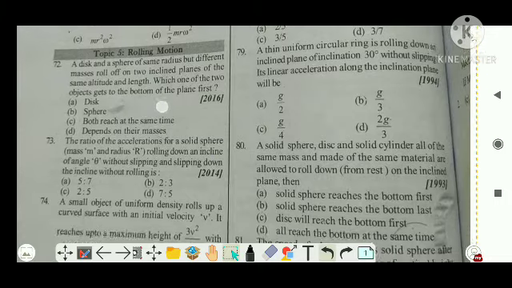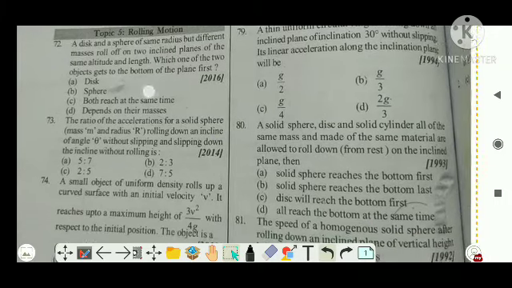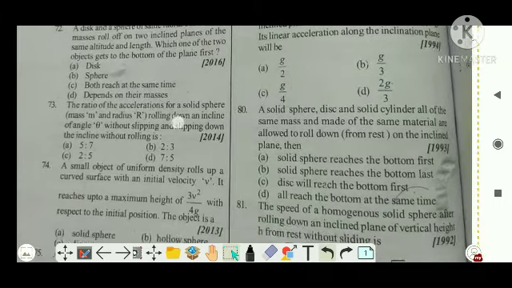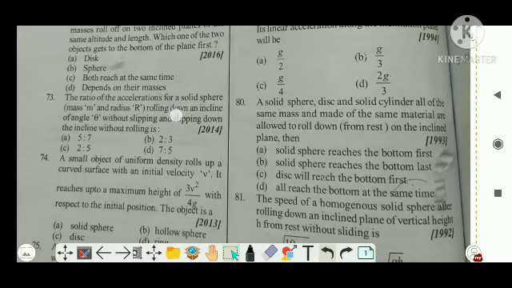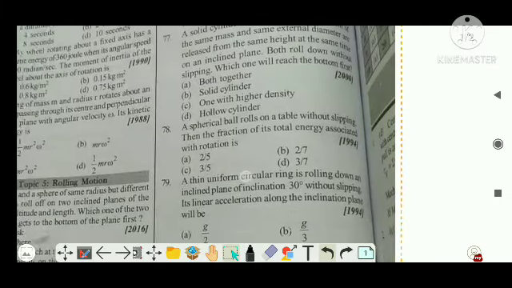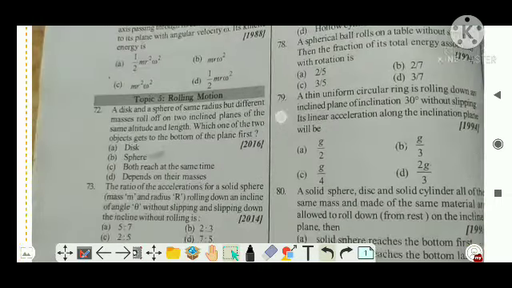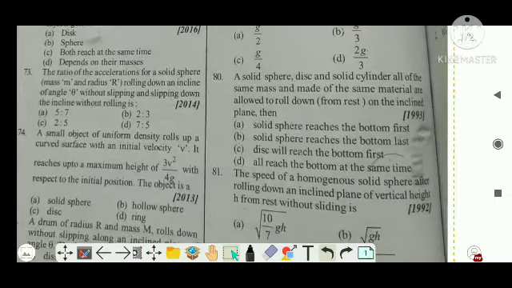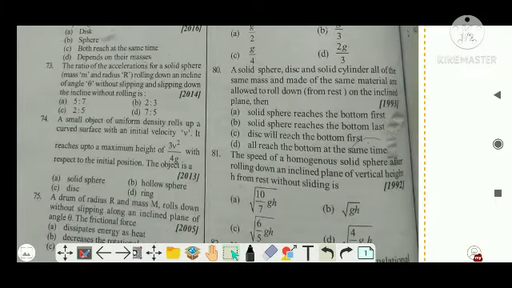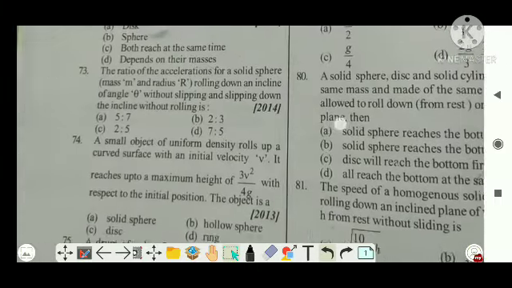A disc and a sphere of same radius but different masses roll off on two inclined planes of same altitude and length. Which one of the two objects gets to the bottom of the plane first? And similarly, there is another question like this. The 77th question is also the same, so I covered two questions with that entire topic which we dealt till now. Right, so let us move on to the next question.